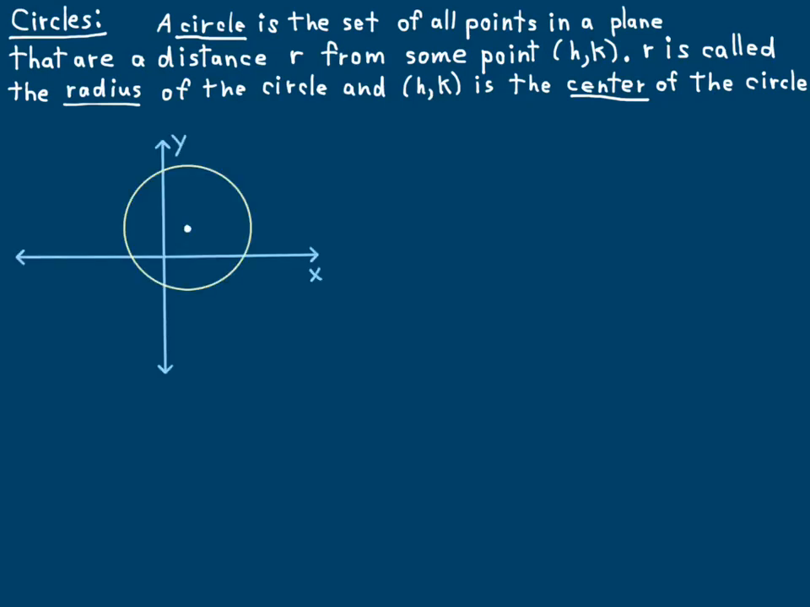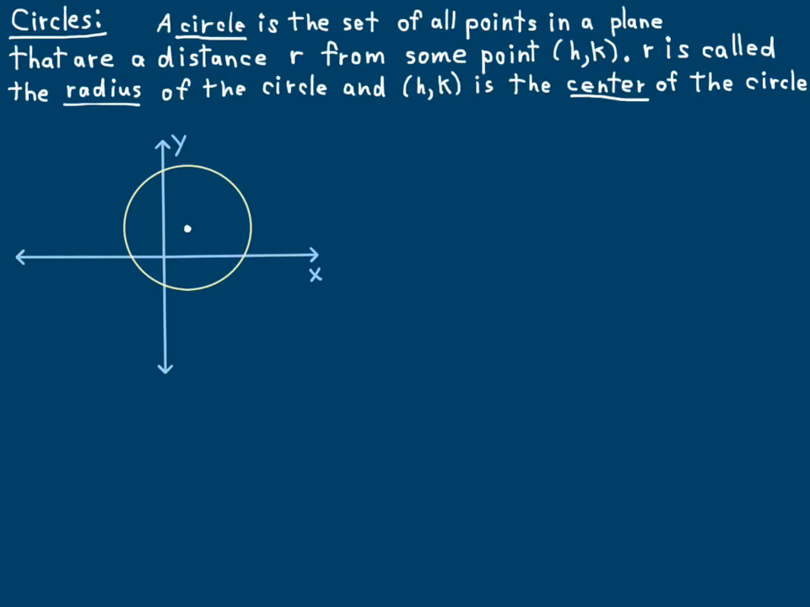Okay, so there's a circle. I know you knew what a circle looked like. The center, of course, is not a point on the circle. It will not satisfy the equation of the circle. It's just the center. It's the point you're measuring from to get all the other points.